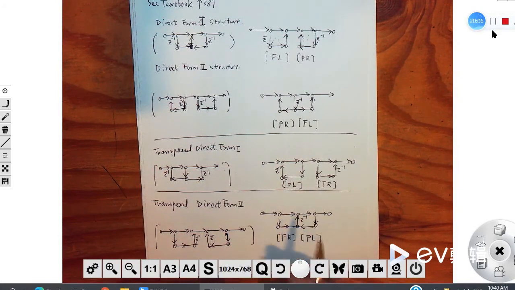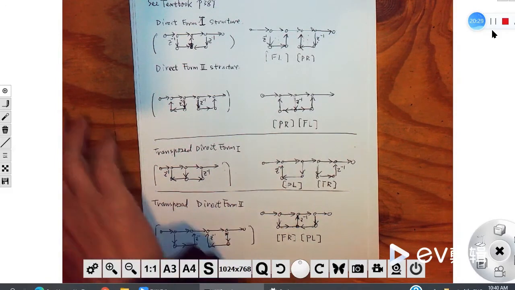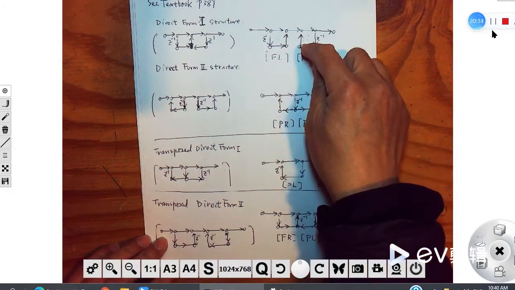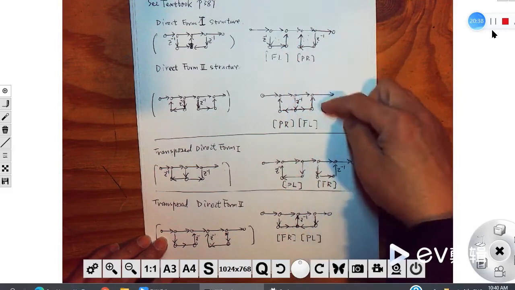Then you need to put the numbers in the right location. Denominator numbers go to the backward part, the feedback part. Numerator numbers, the coefficients in the numerator, go to the forward part. Right? So this is transpose direct form 2. We have these two parts, and each part has two different ways. So in total we have 4 structures.